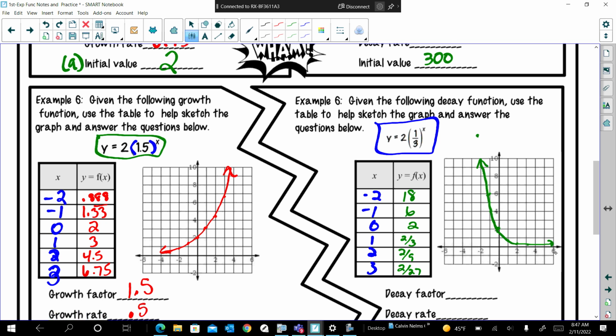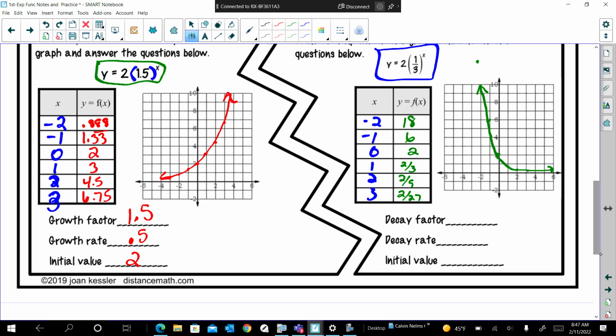All right, what's our decay factor? What would be our decay factor in this equation? Guys, it's always what's inside the parentheses. When I'm talking about factor, it's what's inside the parentheses. So what's our decay factor? 1/3. Okay. Our decay rate, 2/3. And our initial value, 2. Okay.